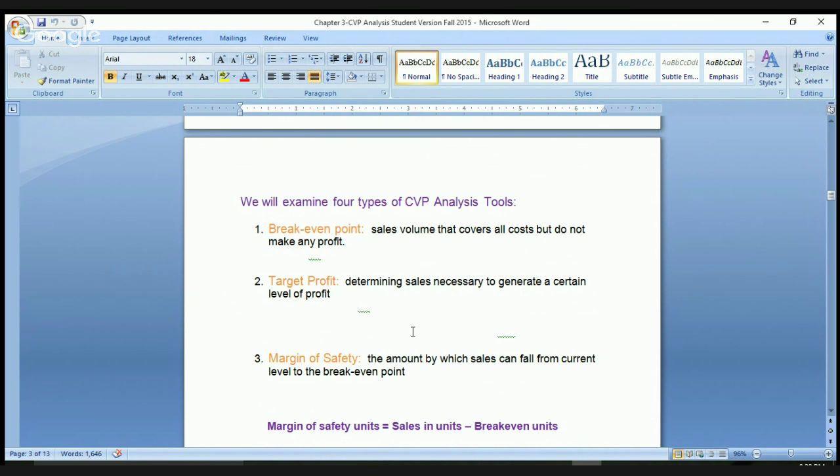Now, the margin of safety is the amount by which sales can fall from the current level to the break-even point. So, if we have the current level of $1,200 and the operating income drops down to the break-even point, I could have sales anywhere between 25 and 40, and I'd be okay. But anything below 25, I would lose money on.